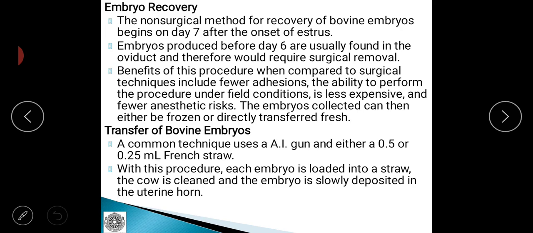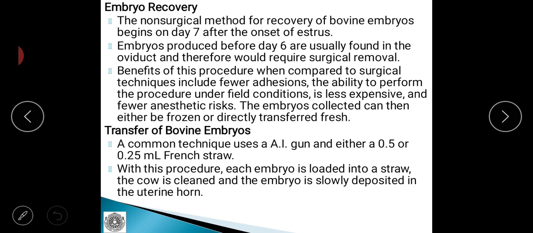Embryo recovery. The non-surgical method for recovery of bovine embryos begins on day 7 after the onset of estrus. Embryos produced before day 6 are usually found in the oviduct and would therefore require surgical removal. That is why, to avoid surgical removal, it is normally done on the 7th day after the onset of estrus. The benefits of this procedure compared to surgical techniques include fewer adhesions, the ability to perform the procedure under field conditions, lower expense, and fewer anesthetic risks. The embryos collected can then either be frozen or transferred fresh.